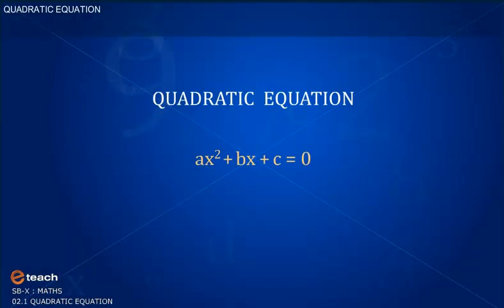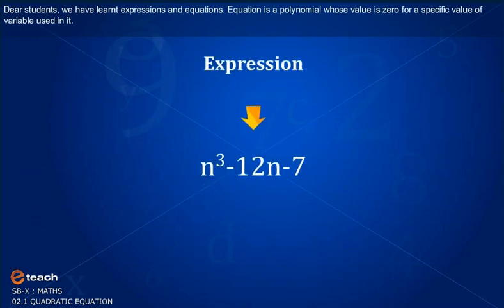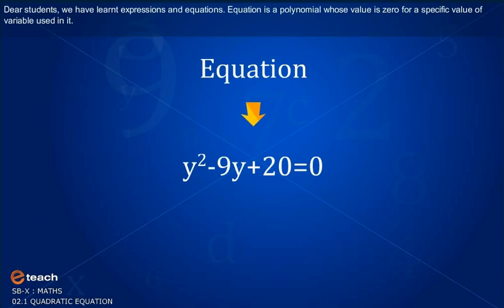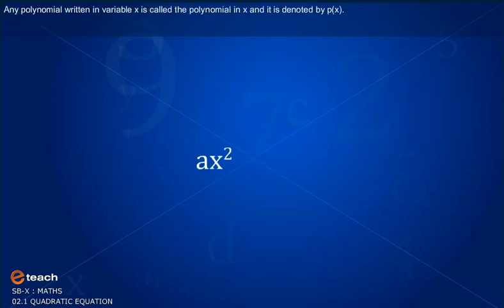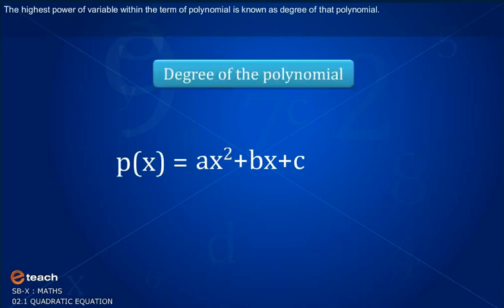Quadratic equation. Dear students, we have learned expressions and equations. An equation is a polynomial whose value is 0 for a specific value of the variable used in it. Any polynomial written in variable x is called a polynomial in x, and it is denoted by p of x. The highest power of the variable within the terms of a polynomial is known as the degree of that polynomial.